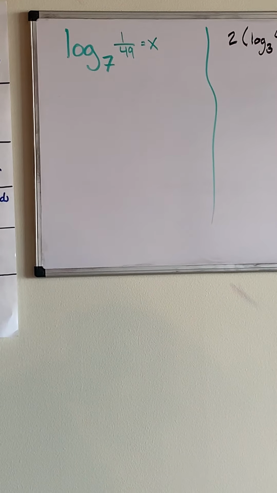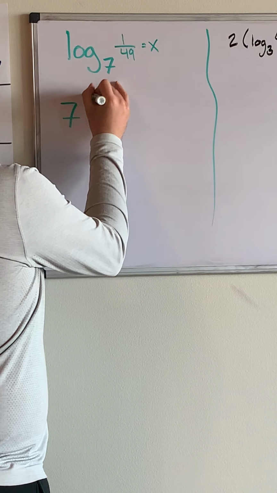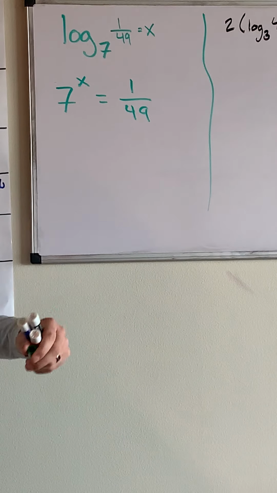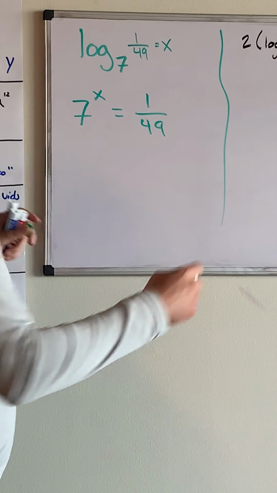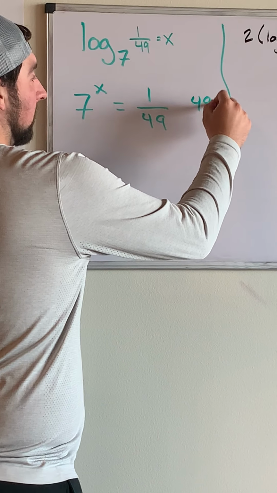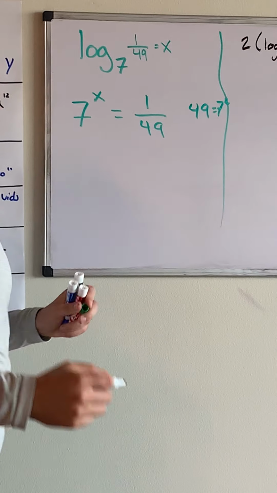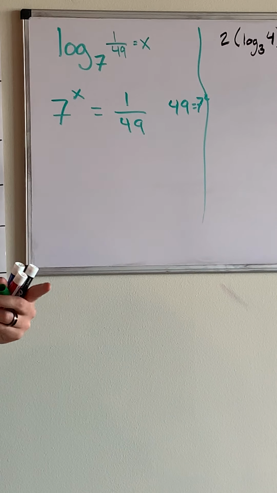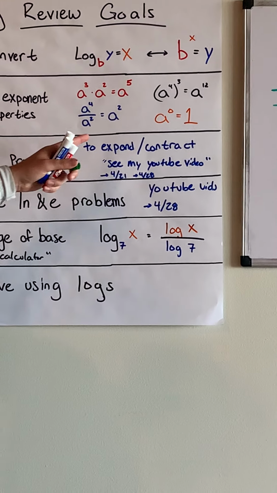As long as I have only one log, I can go ahead and convert. So this tells me 7 to the x equals 1 over 49. Now, a lot of people got really confused when I have 1 over 49. I think we all know that 49 is 7 squared. Okay, I think we know that. But this 1 on top is kind of weird. And that's where we have our exponent properties over here.